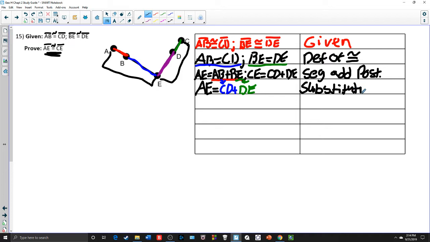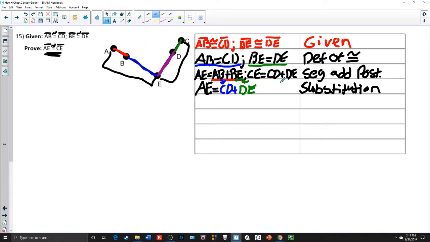And you have to forgive any misspellings. In this case, it wouldn't be by transitive because there's not three sets of equalities. But if you said transitive, you're not too far off. But in this case, it's substitution because you're taking one segment and replacing it with one other segment. So it's a little bit more of a direct thing than transitive would be.